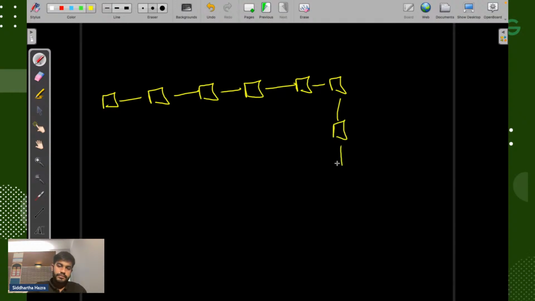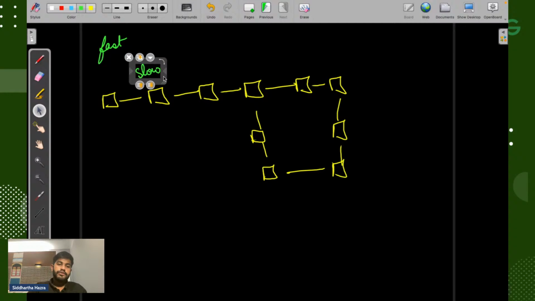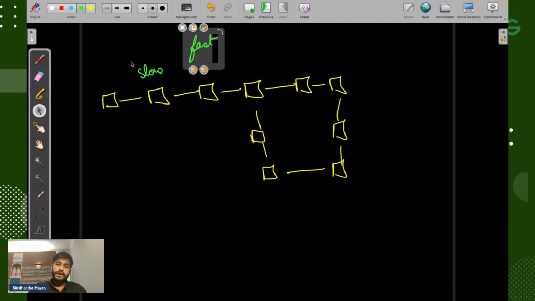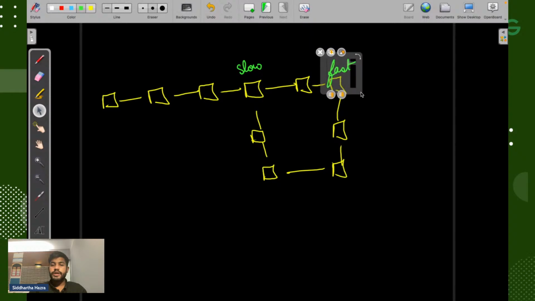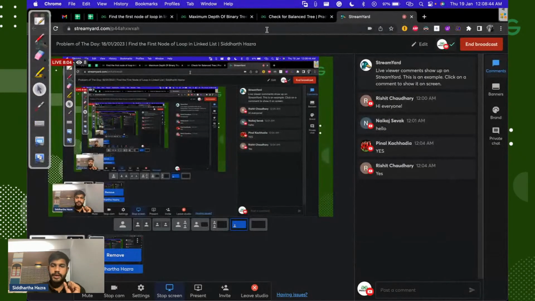Okay, so now suppose this is the very first one. Now suppose this is the slow pointer and this is the fast pointer. At the first instance this slow pointer would move here and this fast pointer would move here. Then this slow pointer would move here, and this fast pointer would move here, and then this slow pointer would again move here, and this fast pointer would move here two times. Okay, am I clear? Yes.